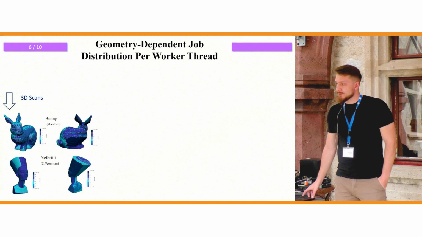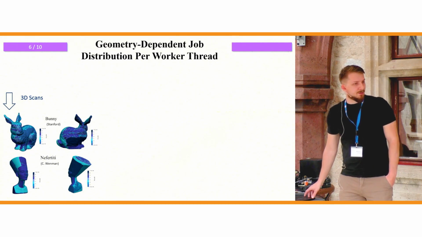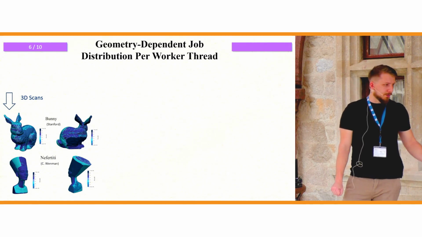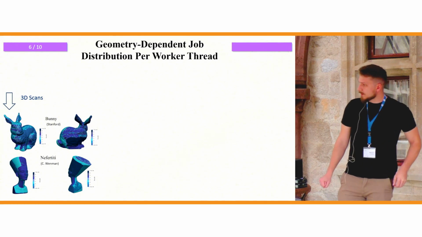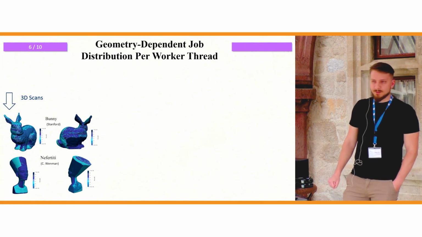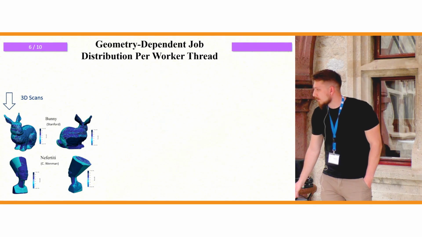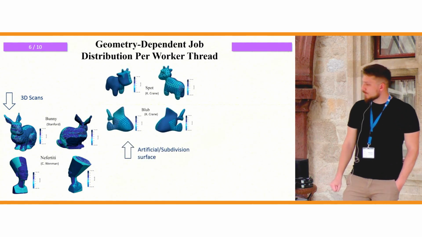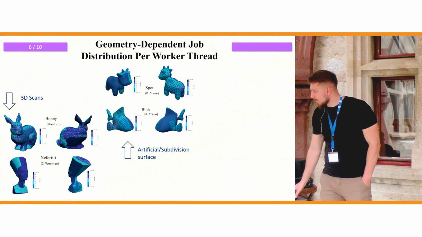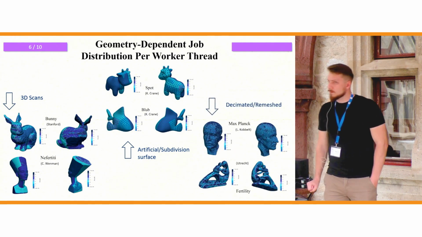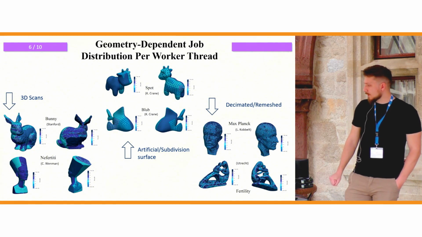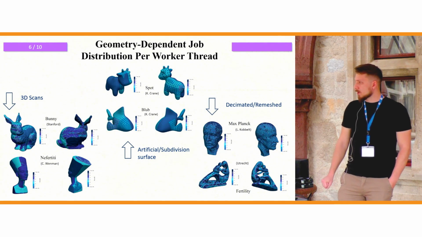So this is an interesting observation. This basically says how the vertices are ordered in individual files and how they are processed per worker thread. I don't know if you can see it, but this is data from 3D scans, the standard Stanford Bunny and Nefertiti. This is what artificial subdivision surface data looks like. There's some kind of regularity there in the different thread coverage, and different miscellaneous processing results such as remeshed or decimated datasets have very irregular worker thread distribution.